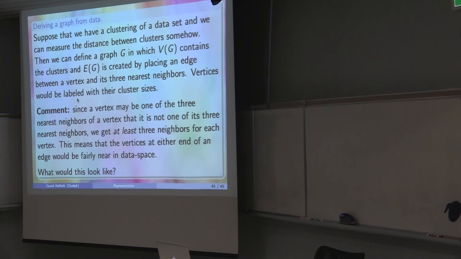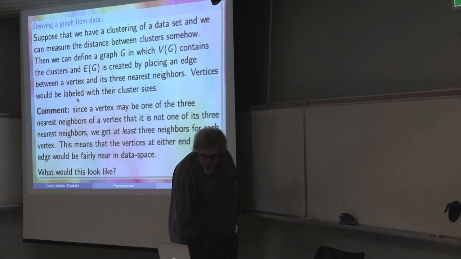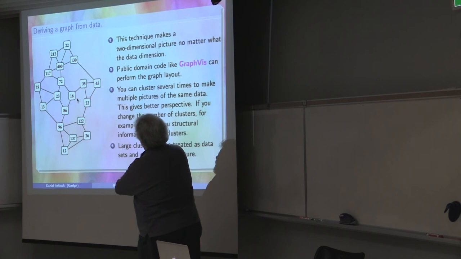Since a vertex may be one of the three nearest neighbors of a vertex that is not one of its three nearest neighbors, you're going to get at least 3 neighbors for each vertex. That means the vertices at either end of an edge would be fairly near in data space. So you get something like that. That's one I made up. I have a real one as my last real slide. And I'll finish on time.